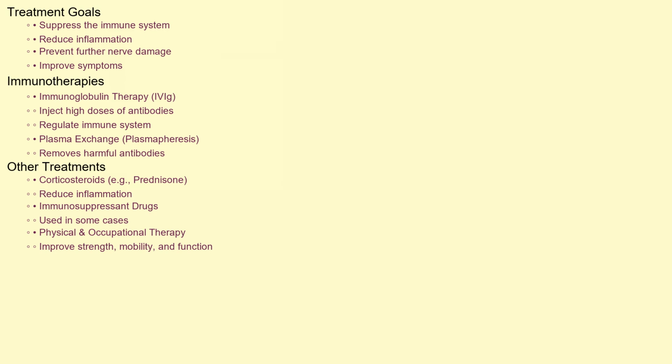The primary goal of treatment is to suppress the immune system and reduce inflammation to prevent further nerve damage and improve symptoms. Immunoglobulin therapy, or IVIG, involves injecting high doses of antibodies to help regulate the immune system. Plasma exchange, or plasmapheresis, removes harmful antibodies from the blood. Corticosteroids such as prednisone are often used to reduce inflammation. Other immunosuppressant drugs may also be used in some cases. Physical therapy and occupational therapy play a vital role in improving strength, mobility, and function.